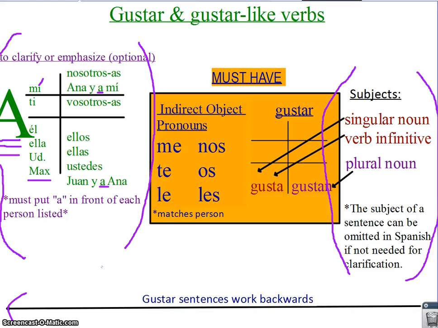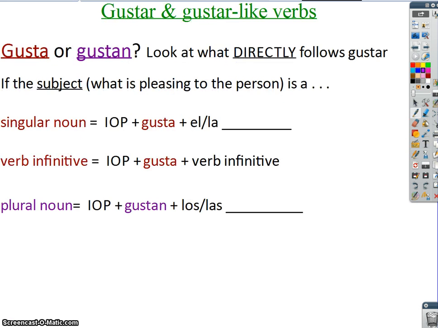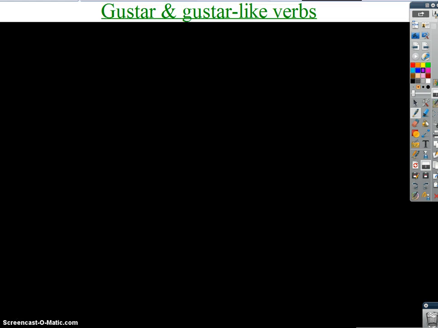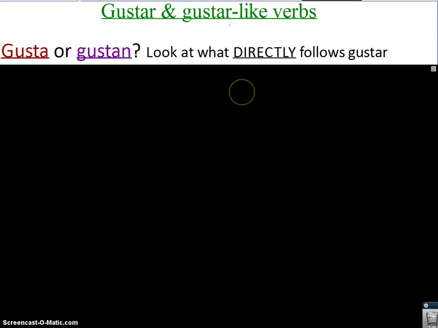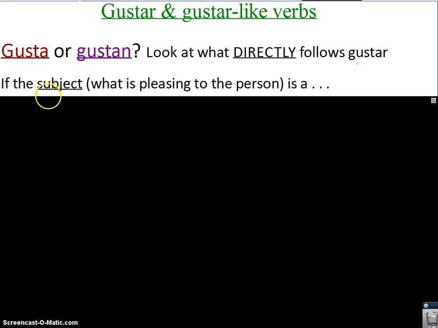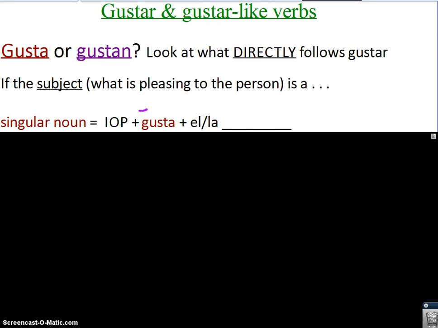On your next piece of paper, we're just going to write down some additional information. This information here. You don't have to rewrite gustar and gustar-like verbs. Actually, that'd be a good idea. You can turn your paper back normal now. So you can just turn that other one back normal. To answer the question, gustar or gustan, you look at what directly follows gustar. As I just told you guys, that's really the subject of the sentence because they work backwards. If the subject, what is pleasing to the person, is a singular noun, this is the structure for your sentence.